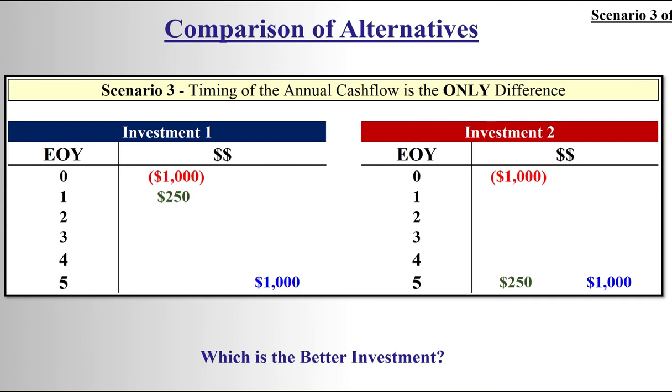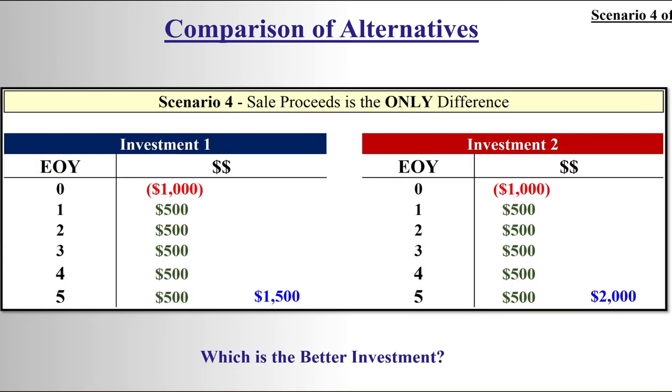Even the cash flows are the same. But the timing of the cash flows is the only thing that's different. Which investment is the better investment? Scenario 4, the only thing that's different is the sales proceed. Investment 1 sells for $1,500, investment 2 sells for $2,000. Holding period is the same, cash flow is the same, and initial investment is the same. Which is the better investment?